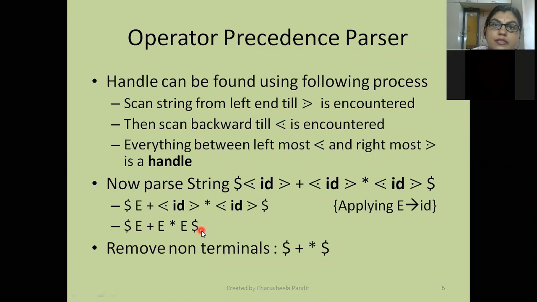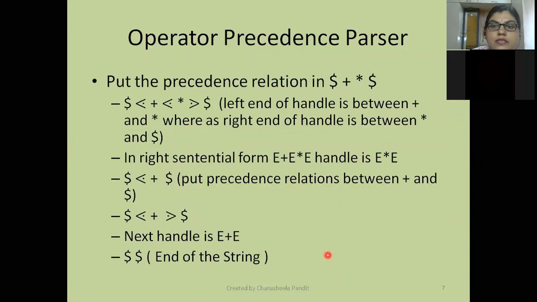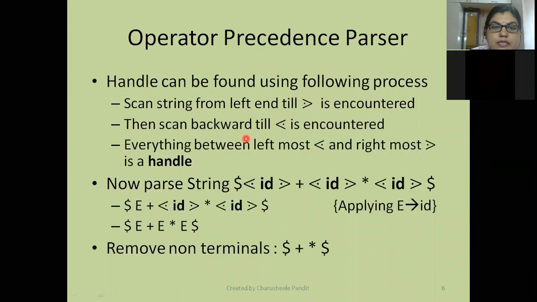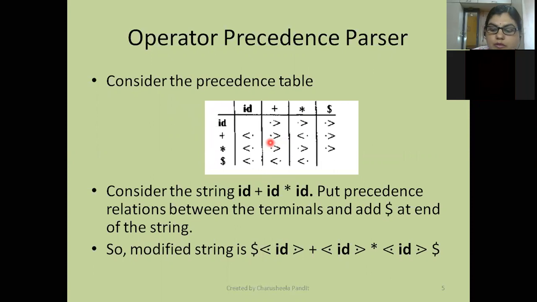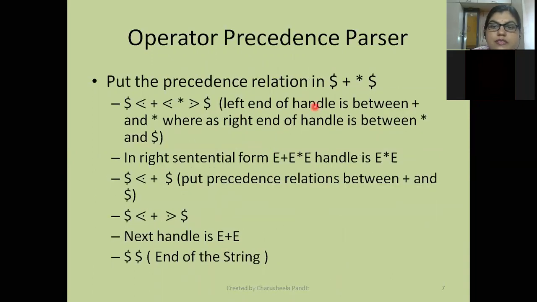Now we have to identify the precedence of the operators, that is plus and asterisk. Between these two, we have to identify the precedence, whether to perform multiplication first or to perform addition first. So to identify the precedence, we are removing this non-terminal from this right sentential form. So after removing this, what will we get? Dollar plus asterisk dollar. So now put the precedence between these two symbols. Now again we will apply the precedence table. With the help of this, you have to put the precedence operator between all these. So what will you get? You are getting this.